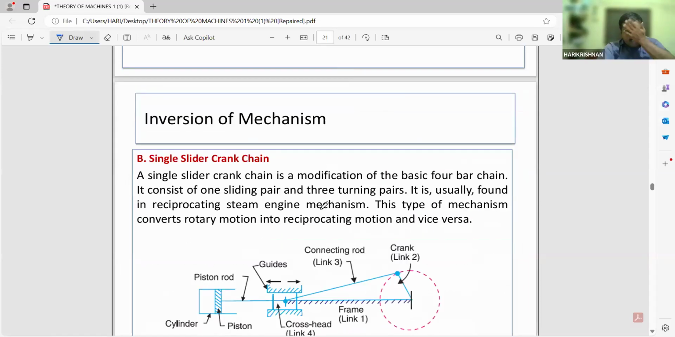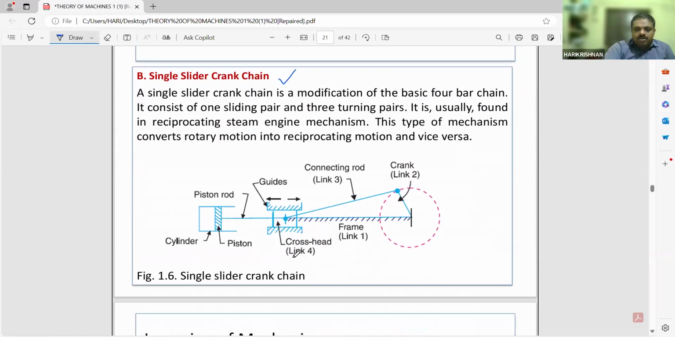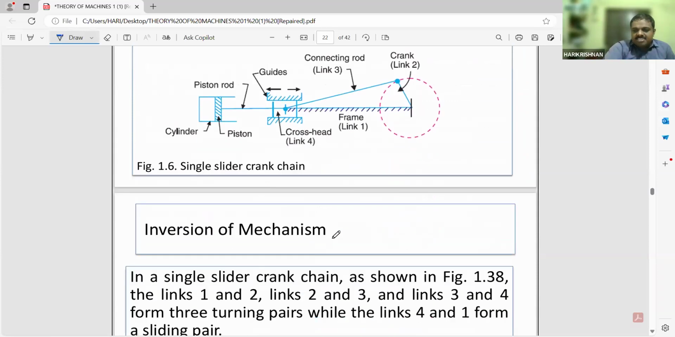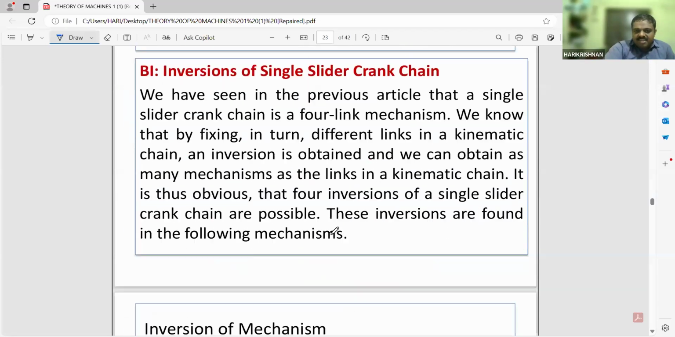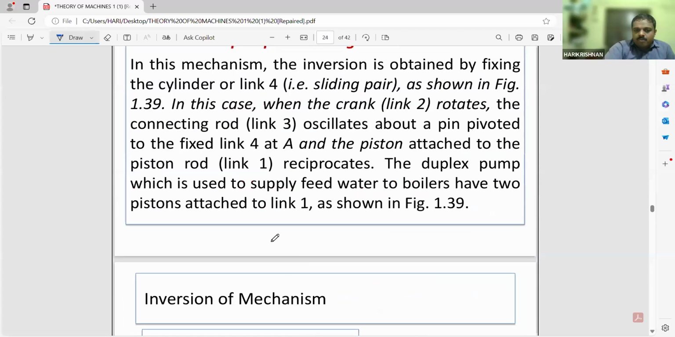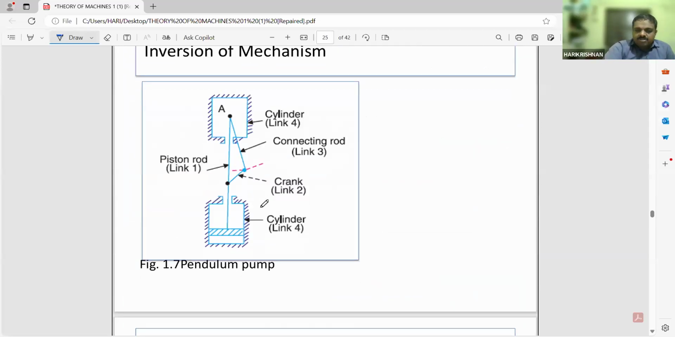Then what is coming is the slider crank mechanism. This also we have studied in the last class, the single slider crank mechanism. The basic concept is that there will be a slider at first. When we started this session, we explained this single slider crank mechanism, so we know the concept of it. Then we studied the inversions of the single slider crank mechanism in the last class, that is pendulum pump or bull engine. Okay, so this is the first inversion.